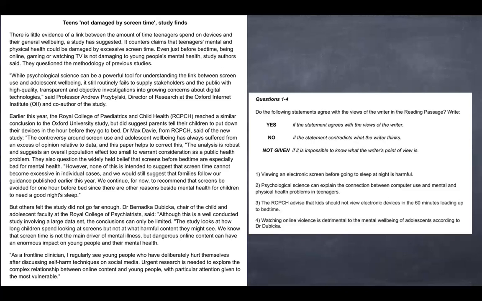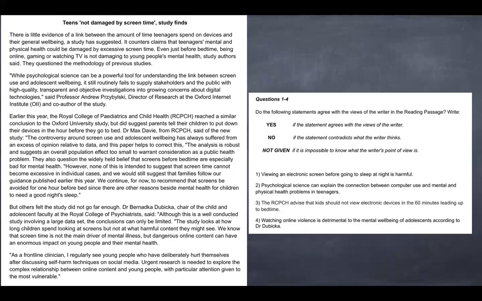What we have to find, or what is the information asking? Whether watching an electronic screen before going to sleep, before is prior to going to sleep, is harmful. Now remember, the same words will not be used. Different words will be used.